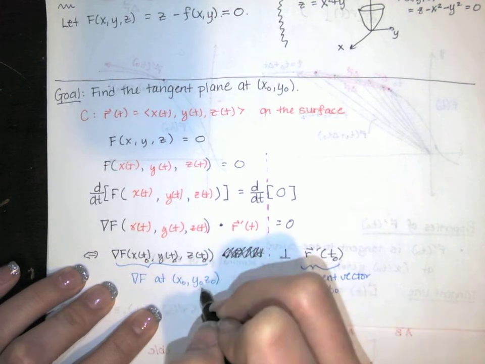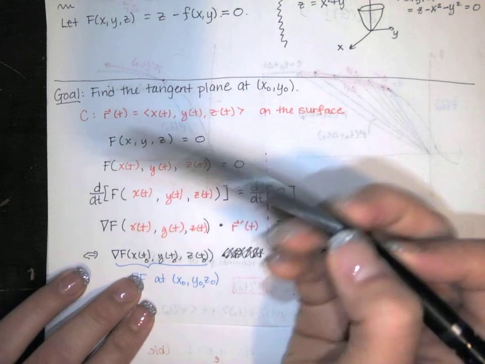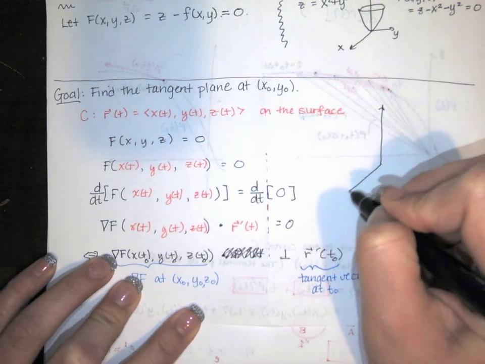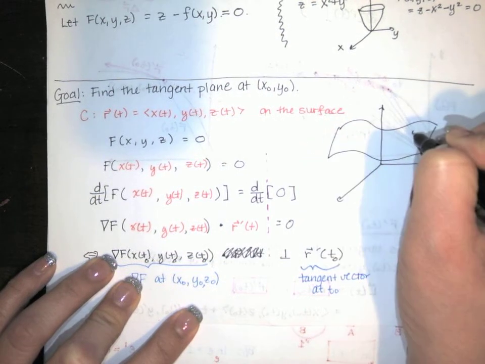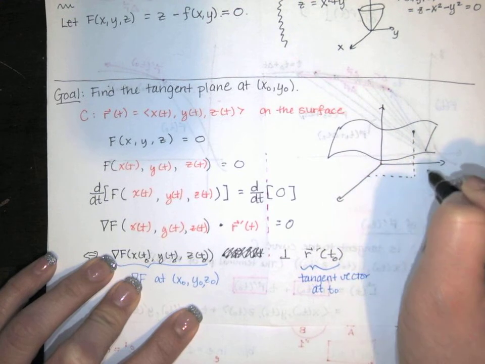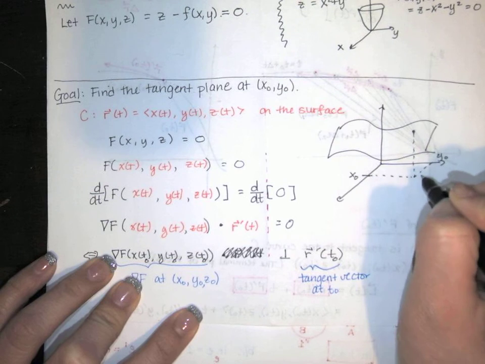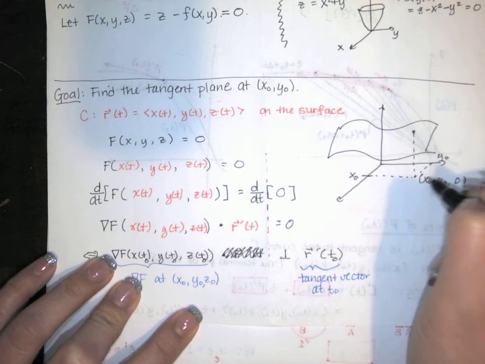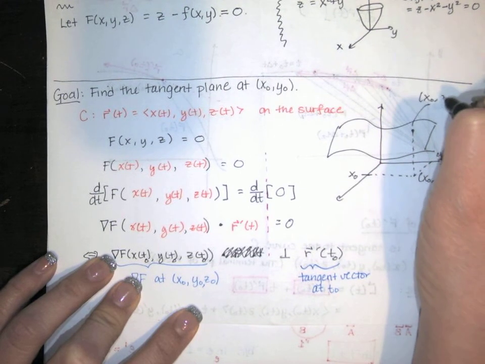Now let's go back up here and think about what all of this means. This was just some general curve on the surface. So we've got our surface, it looks like this. We said we're here. That's x naught, that's y naught, that's x naught, y naught, z equals 0. Then we evaluate the function at x naught, y naught, and we get x naught, y naught, z naught.